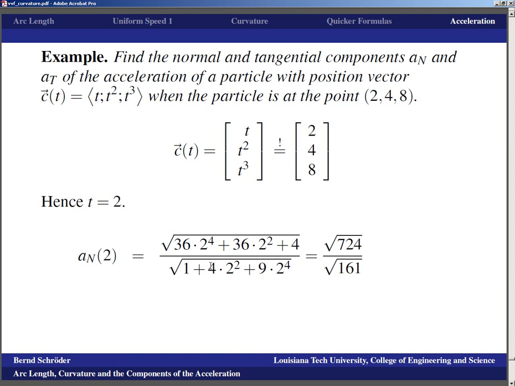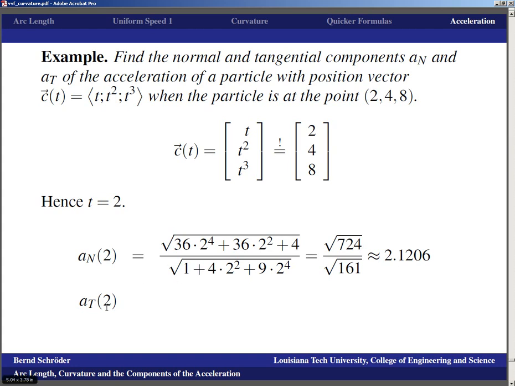So we get 9 times 16 plus 4 times 4 is another 16. So that's 10 times 16 plus 1. So that's square root of 161 in the denominator. And that's approximately 2.1206. There is nothing else I want to do with that. I don't want to simplify that any further, and maybe I should have used the calculator right away.